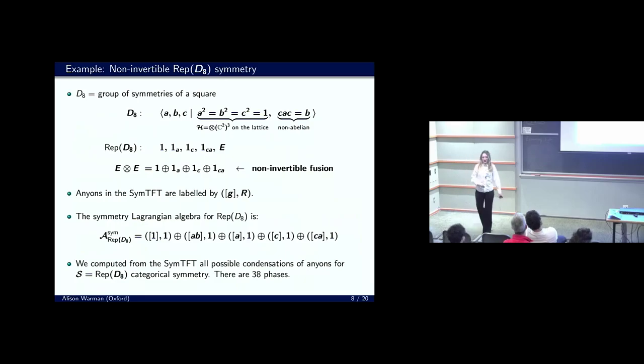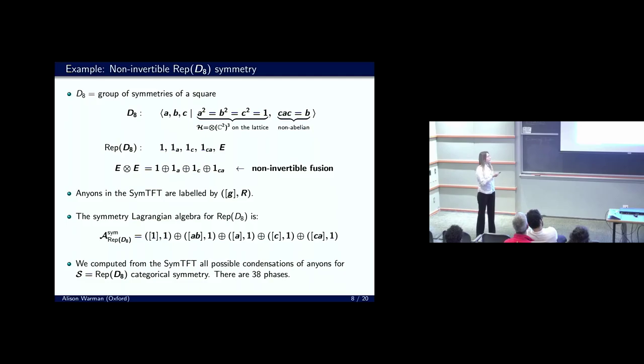Let's come to an example given by the fusion category Rep D8 of representations of the dihedral group of order 8 of symmetries of a square. We can present it as Z2 semi-direct Z2, where we label the two Z2 factors in a normal subgroup as A and B, which are exchanged by C. And the reason we chose this group is that this Z2 semi-direct Z2 structure means that we can realize it on the lattice as a tensor product Hilbert space based on qubits.